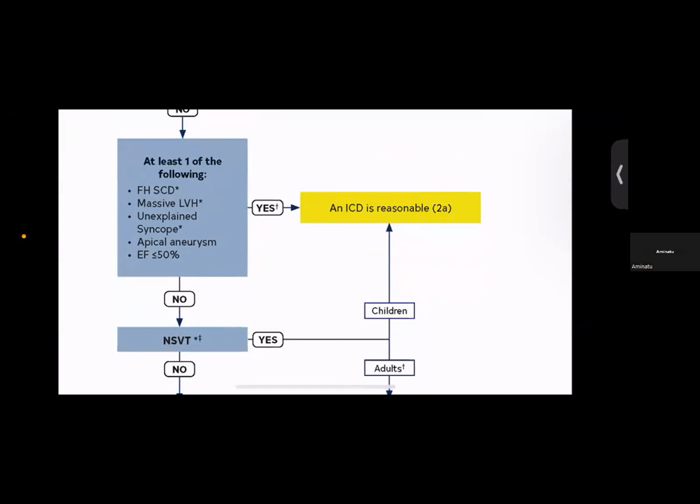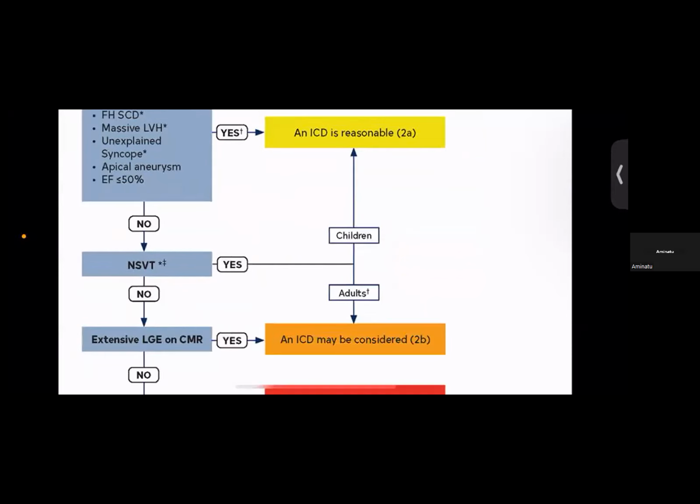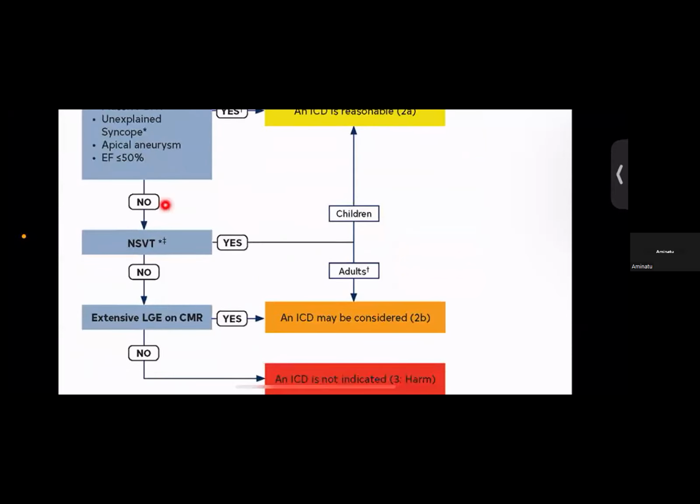However, if the patient does not have any of this, but has non-sustained VTAC, yes. If the patient is a child, then we consider ICD. But if the patient is an adult, sorry, ICD is reasonable. That's a class 2 recommendation. If the patient is an adult, then we may consider ICD.